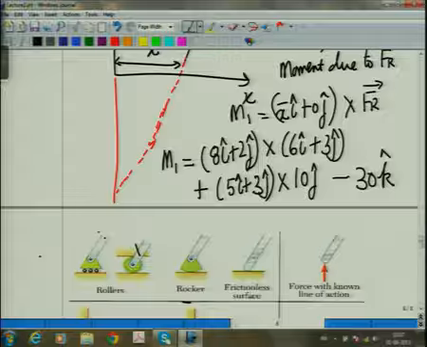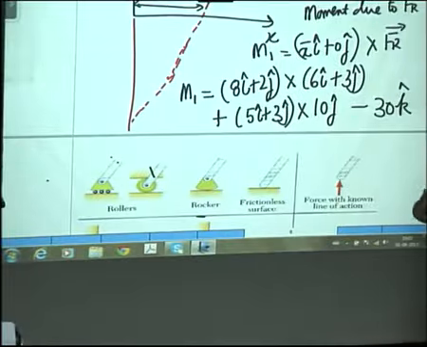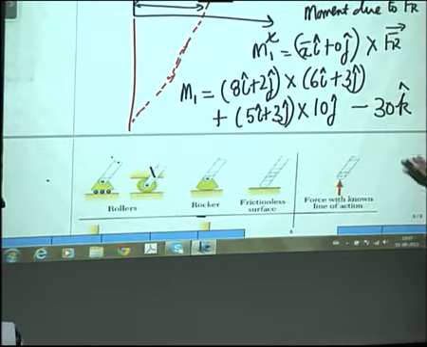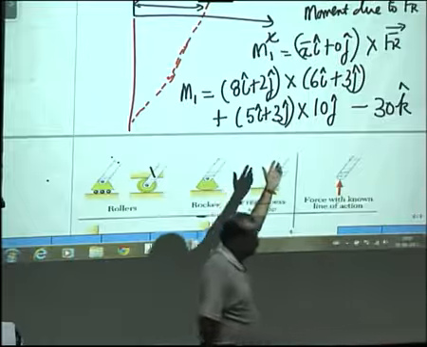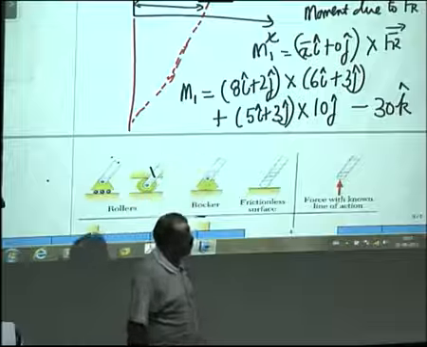Is that clear? I have taken the moments due to individual forces. This is the moment due to F1. This is the moment due to F2. This is the couple. The sum of all this must be equal to whatever is M1. And in this, you will find I have only one unknown, which is x bar. Fr is already known to me, so therefore I will be able to find x bar.